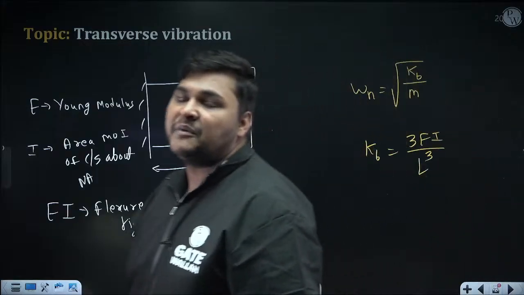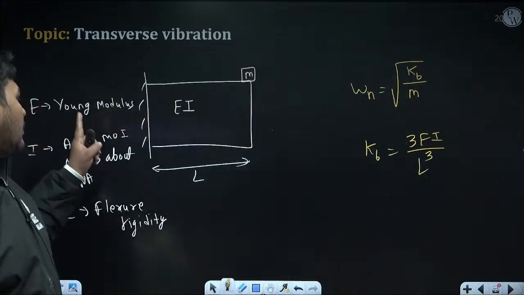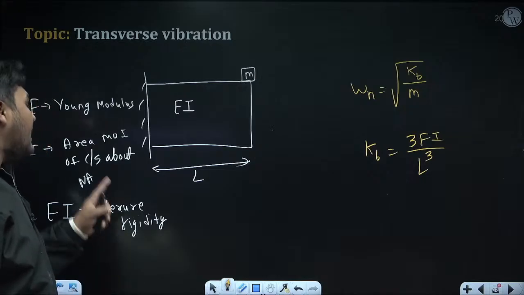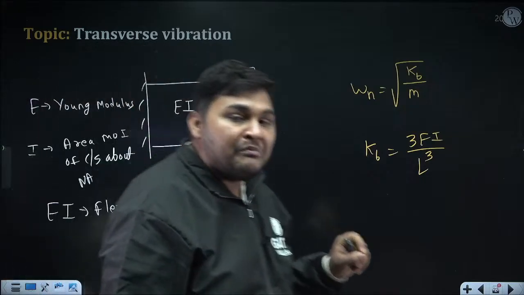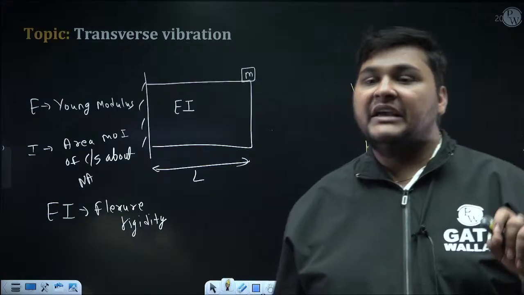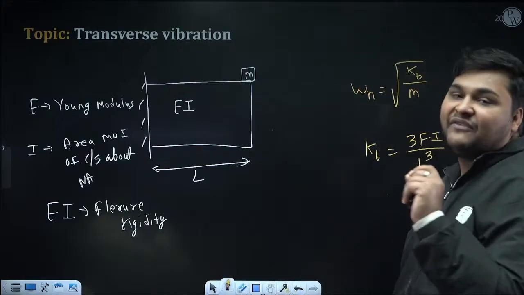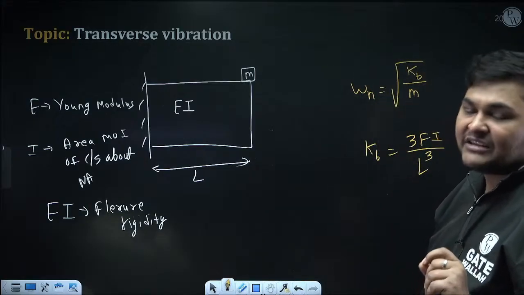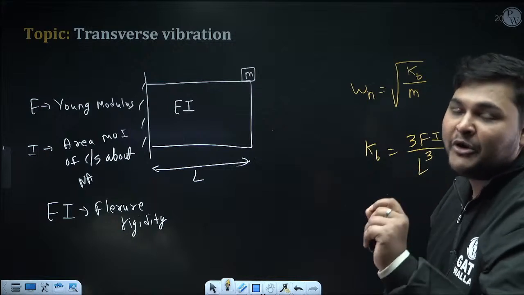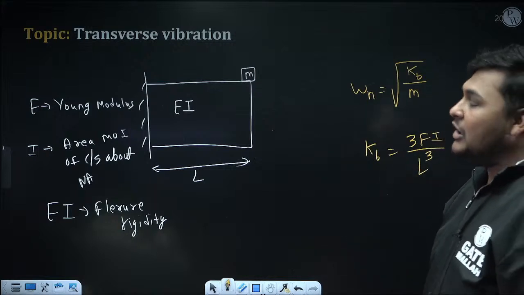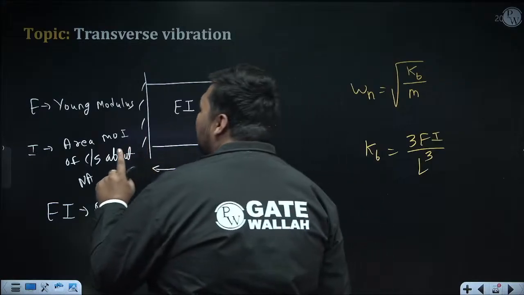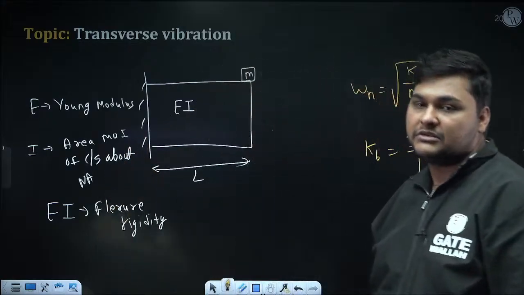Now in this expression, what is E? It is Young's modulus. What is I? I don't think I is mass moment of inertia. Whenever we are writing the formula of deflection, in this deflection formula, area moment of inertia always comes into the picture. So what is I? I is the area moment of inertia of the cross section about the neutral axis.